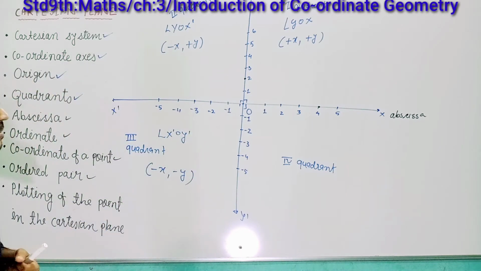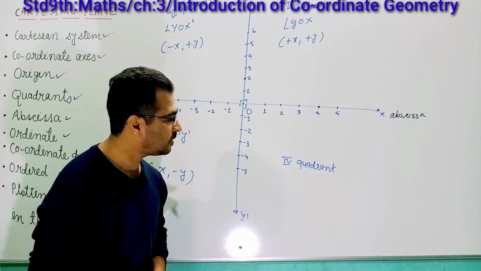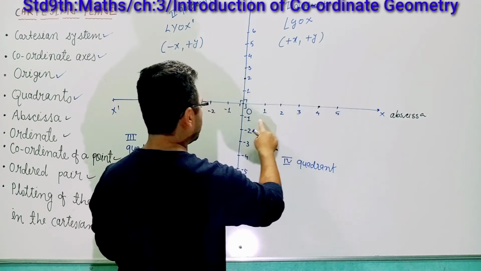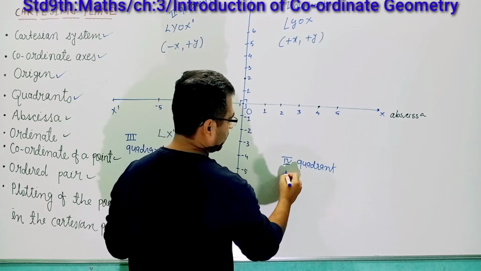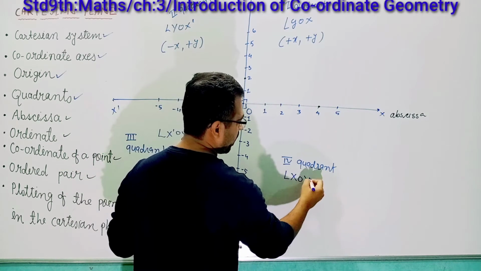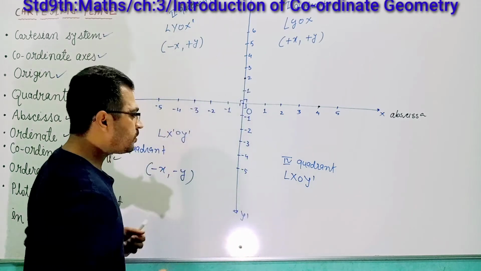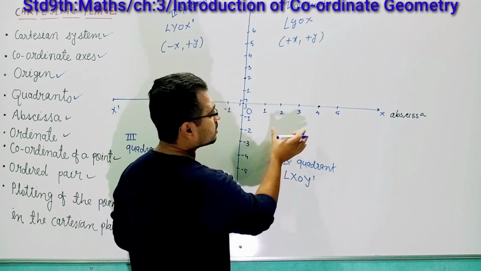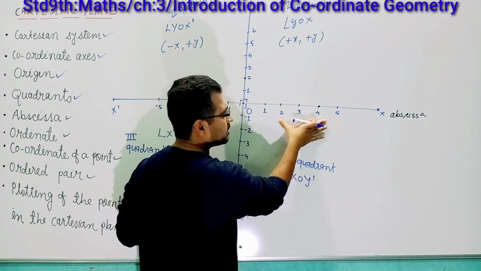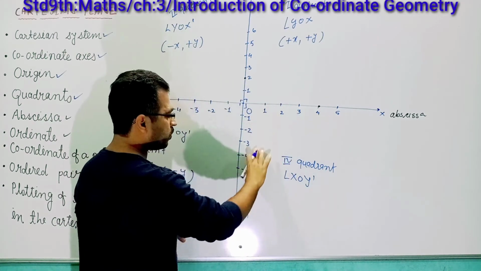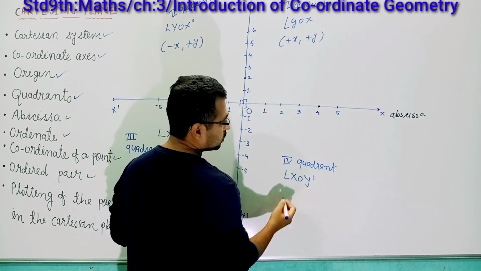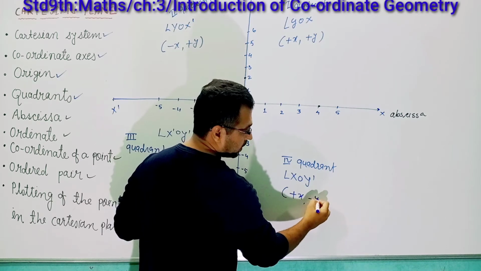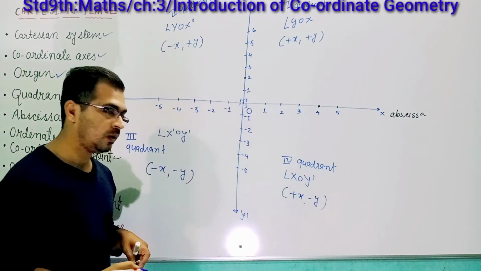Right, student? In fourth quadrant, the region included by angle x o y dash. This is what? Fourth quadrant. In fourth quadrant, students, the points on the x-axis are positive and the points on the y-axis are negative. So the ordered pair is in the form of plus x and minus y. Okay, student.